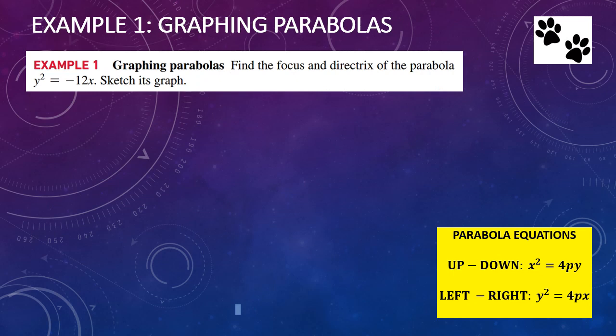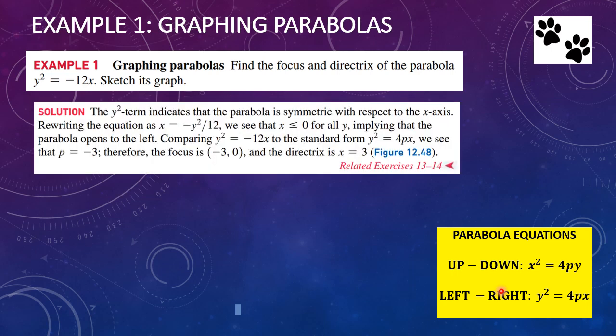So let's look at our first example, graphing parabolas. Find the focus and directrix of the parabola y squared equals negative 12x. Well, we can see that this is a parabola that's either going to open to the left or to the right. So at least that's one clue that we have up front. We also have the general form of the equation, y squared equals 4px. And so we can see 4p is going to be equal to negative 12, or p is going to be equal to negative 3.